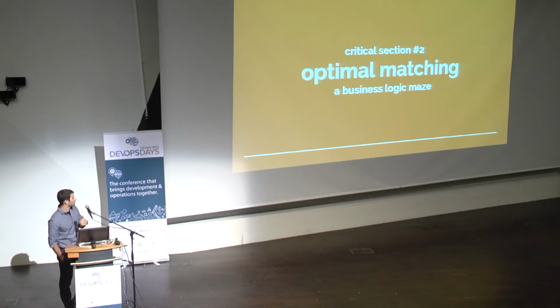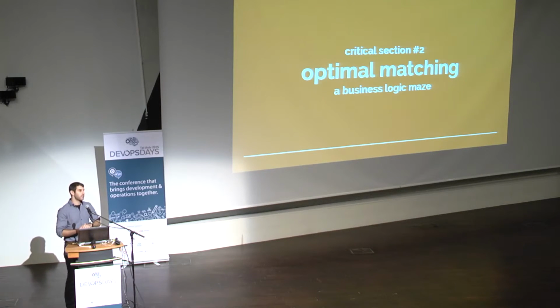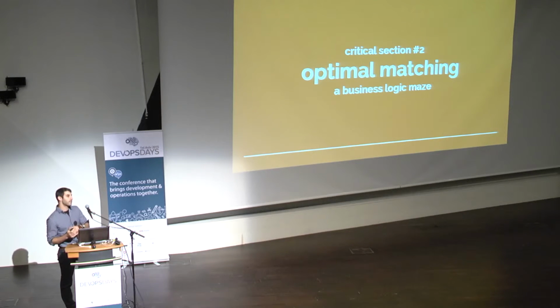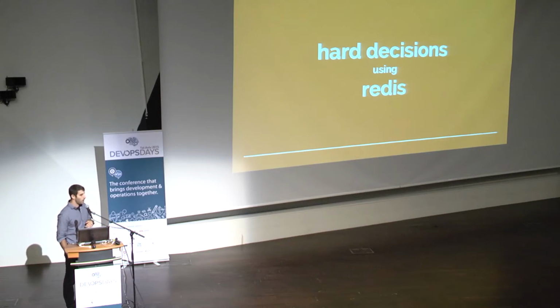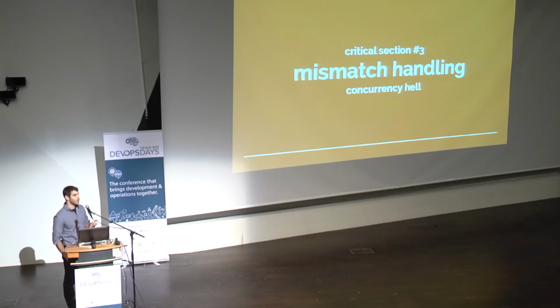The second critical section was optimal matching. We took those soft decisions, those subsets of the entire data, and applied the client's business logic to this data. We did this using Redis, and the code just runs inside of the Storm cluster, and it gave us very nice results. But the problem was that the results were too nice, because we had some mismatch handling to do. And because the optimal matching algorithm worked so fast, we had concurrency problems.